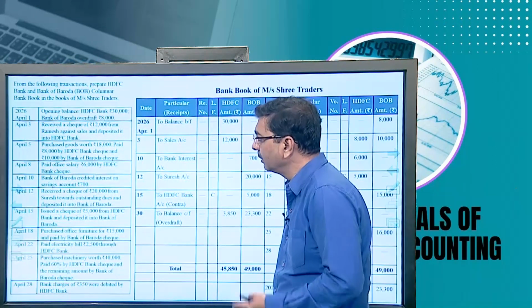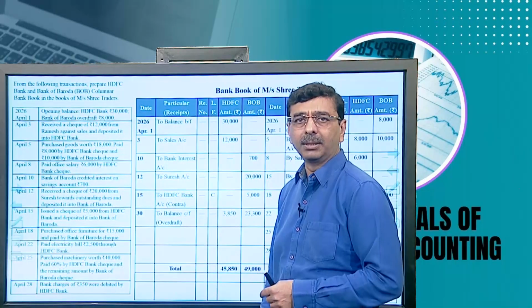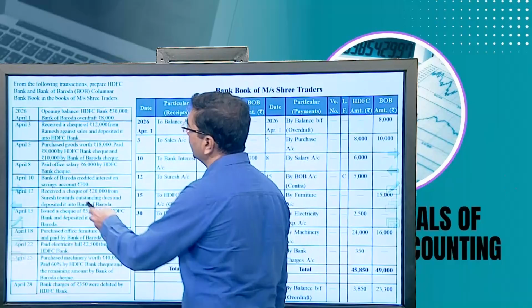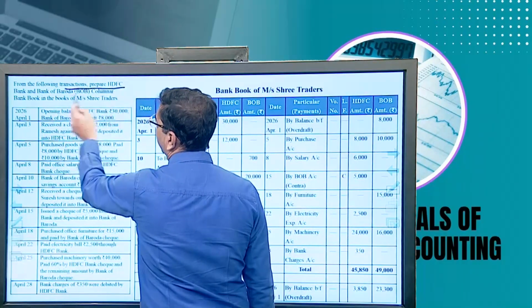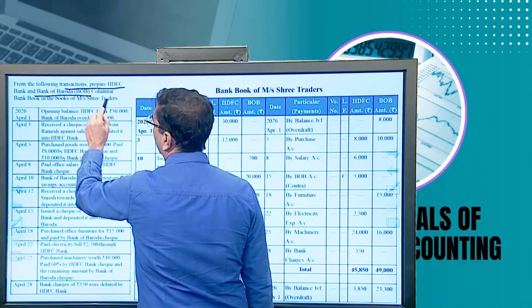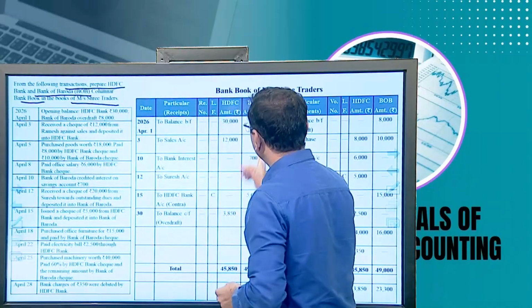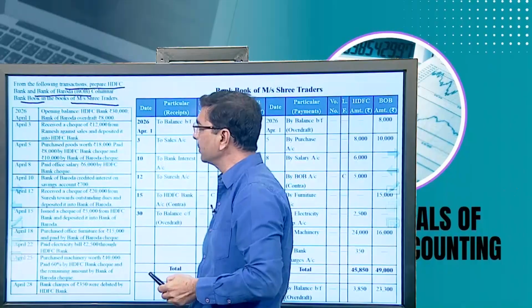Now let's discuss one example of how these transactions are recorded in the books of accounts. Here we are discussing, from the following transactions, prepare the HDFC Bank and Bank of Baroda column bank book of Messrs. Three Traders. So this is the bank book of Messrs. Three Traders.